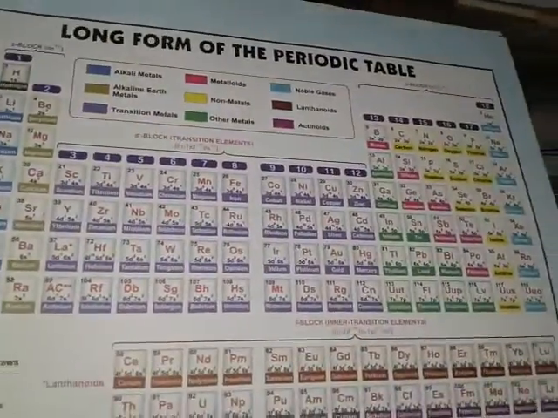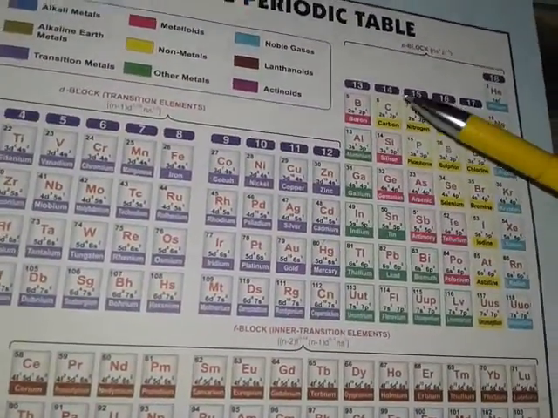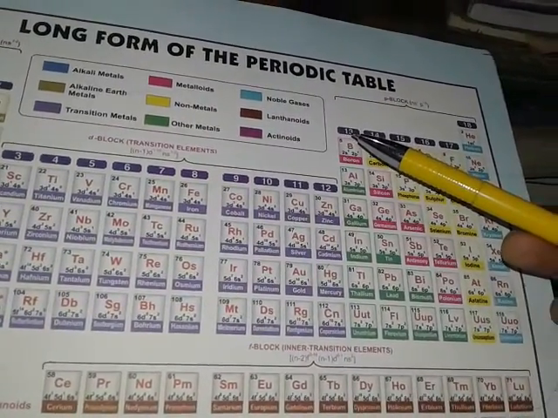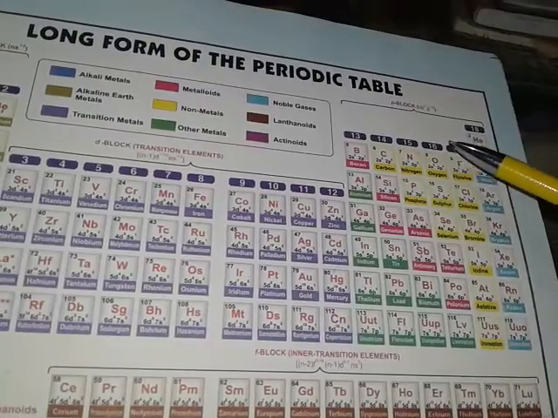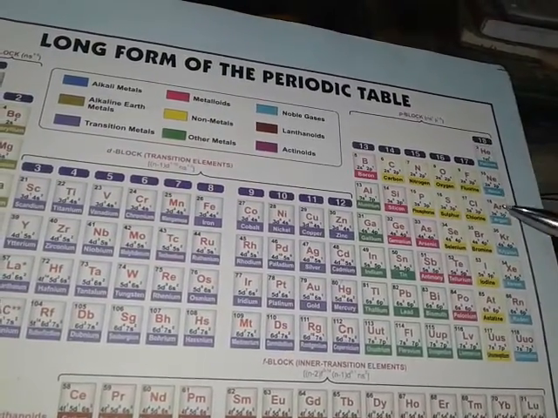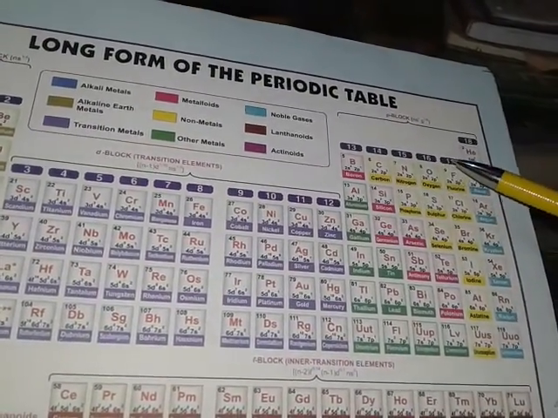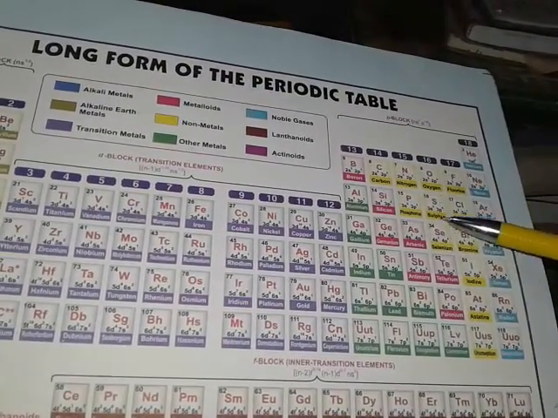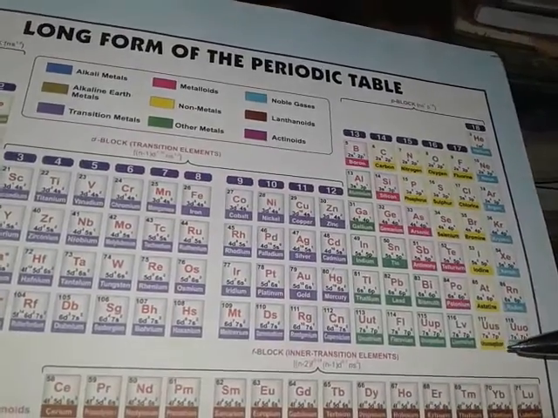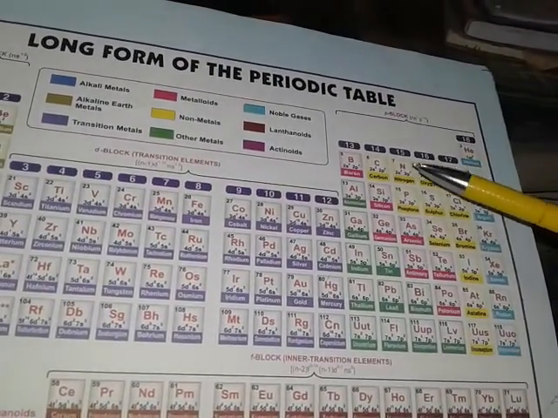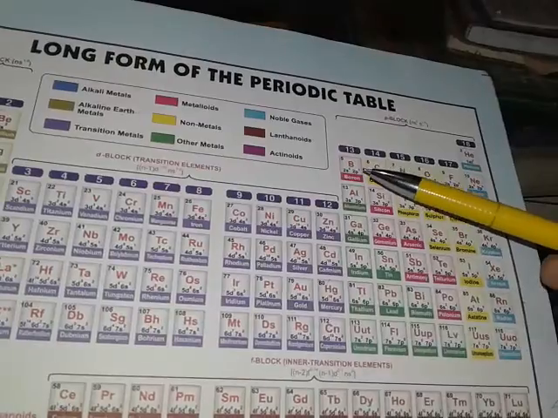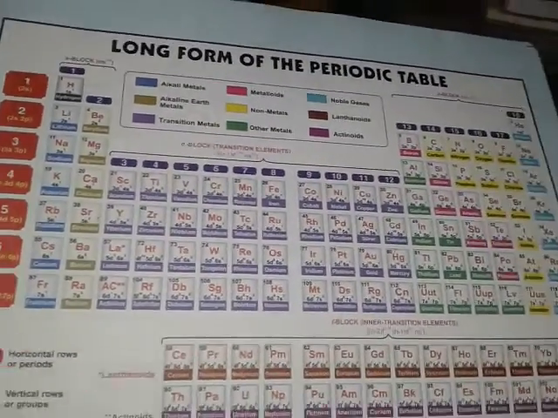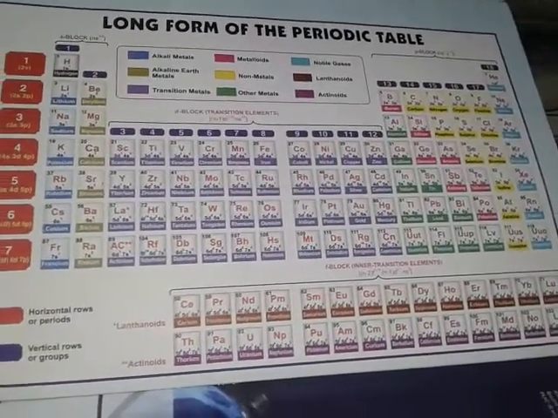Similarly, the P block is divided into six families, namely group number 13, 14, 15, 16, 17, 18. Group 18 is known as noble gases. Group 17 is known as halogens. Group 16 is known as the oxygen family, also named chalcogens. Group 15 is the nitrogen family, 14 the carbon family, 13 the boron family. This portion we have covered in our previous classes.